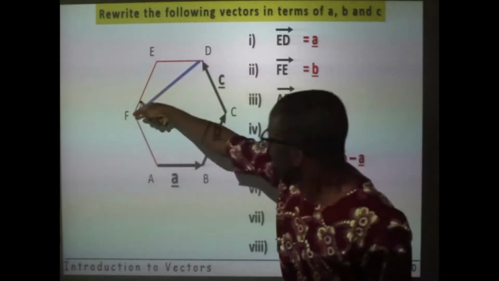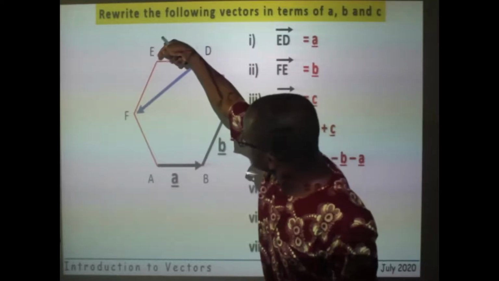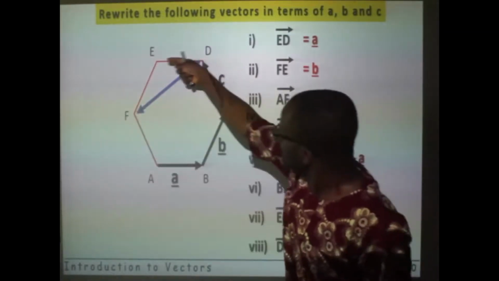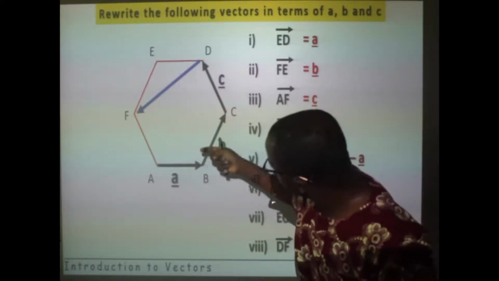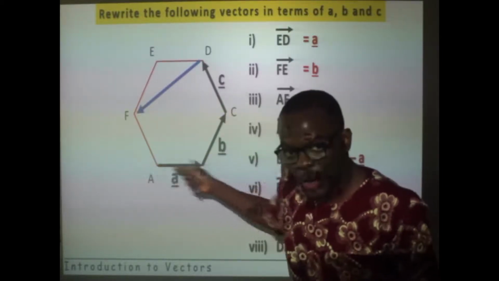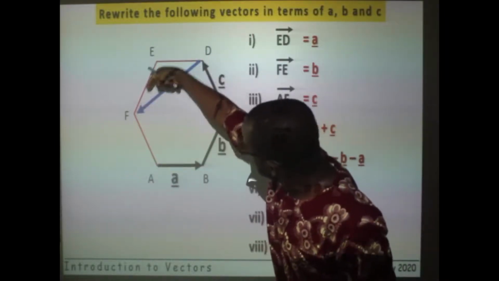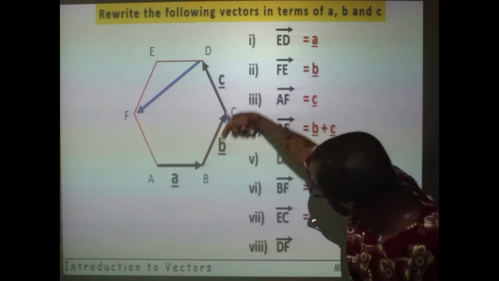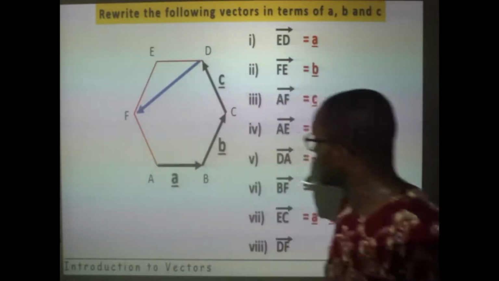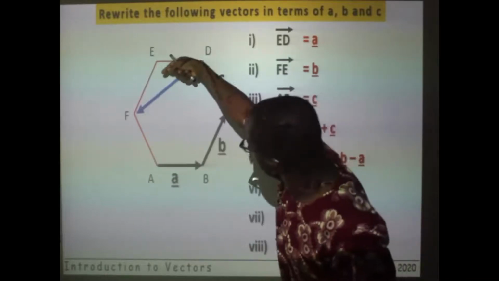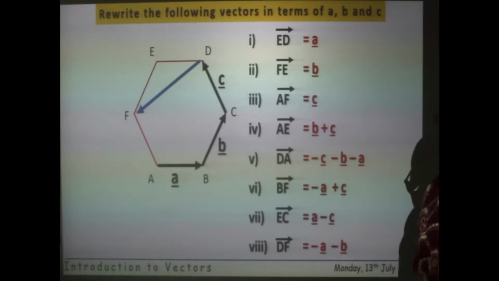And last but not least, DF. DF is going that way. So it's DE plus EF. Now, DE is exactly the same as BA. You go in the opposite direction. So it's going to be minus A. Now, EF is the same as CB. So it's going to be negative there and negative there as well. So it's going to be minus A minus B. Minus A minus B. There you go.